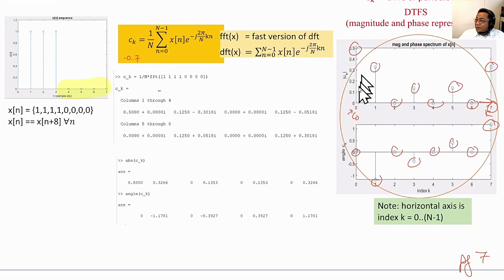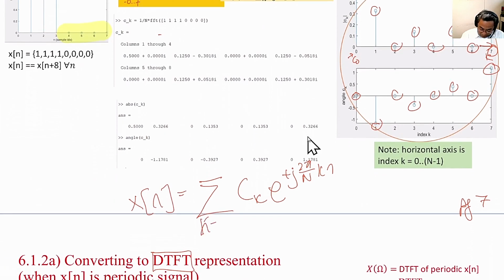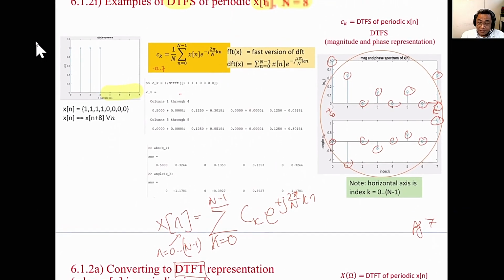So go ahead and take these found ck's and multiply by the complex exponential e plus j 2 pi over n k n to reconstruct x of n. Once you take the ck's and plug into this equation, you will reconstruct x of n perfectly. Thank you.